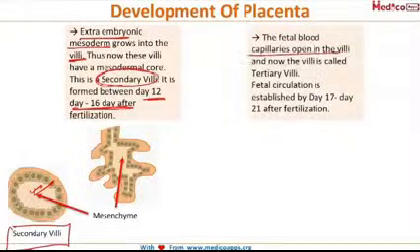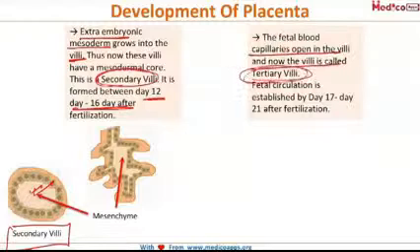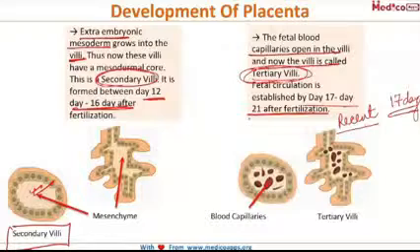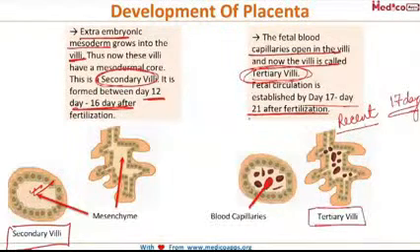Now, the next thing to happen to establish fetoplacental circulation is the opening of the fetal capillaries into the villi, which makes the villi a tertiary villi. This is a very often asked question: when is the fetal circulation established? Earlier it was said that it is formed between 17 to 21 days after fertilization, but recent studies say that the fetoplacental circulation is established by 17 days after fertilization. And as we can see in this diagram, the fetal blood capillaries open inside this mesoderm, and this makes it a tertiary villi.